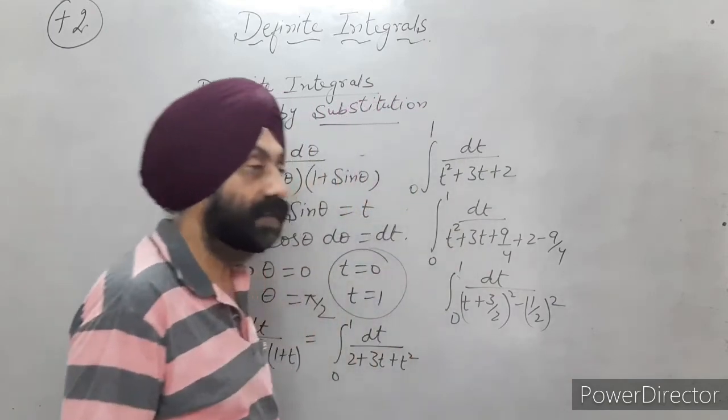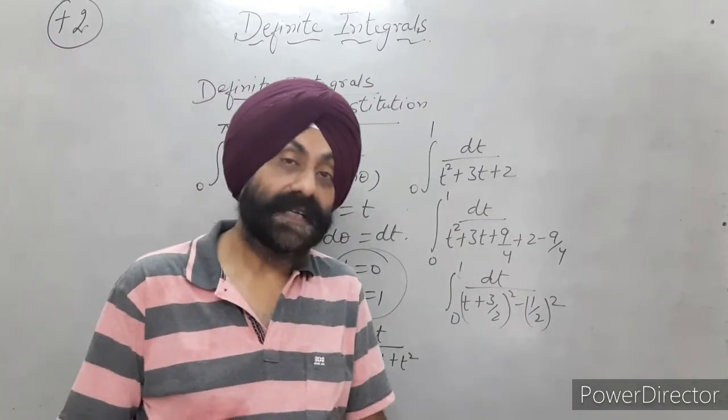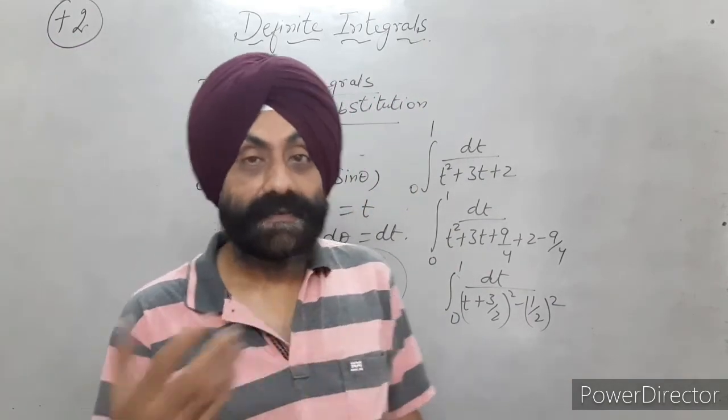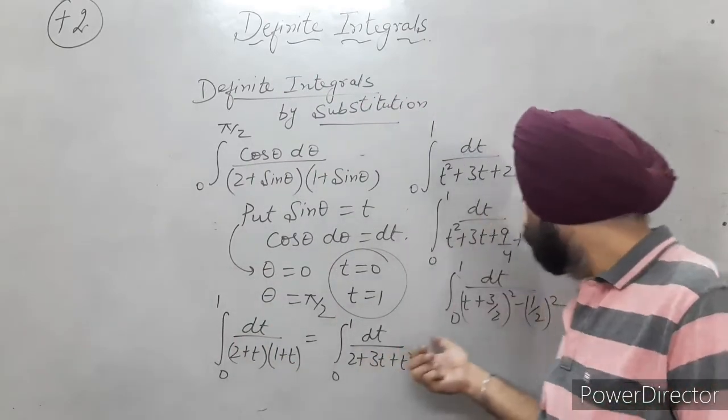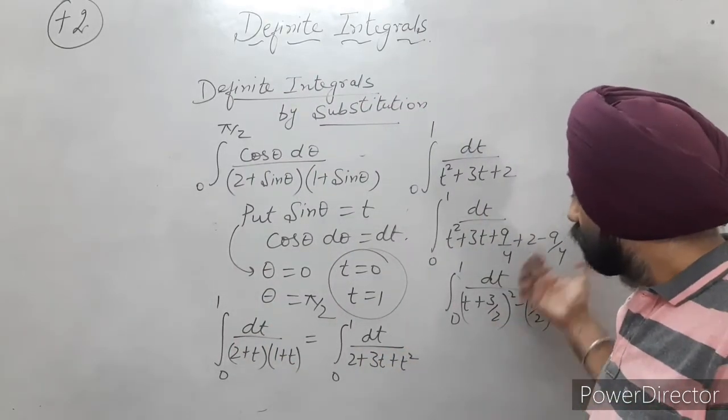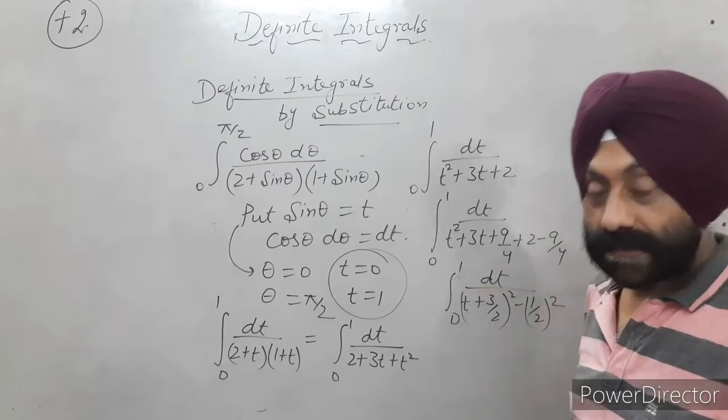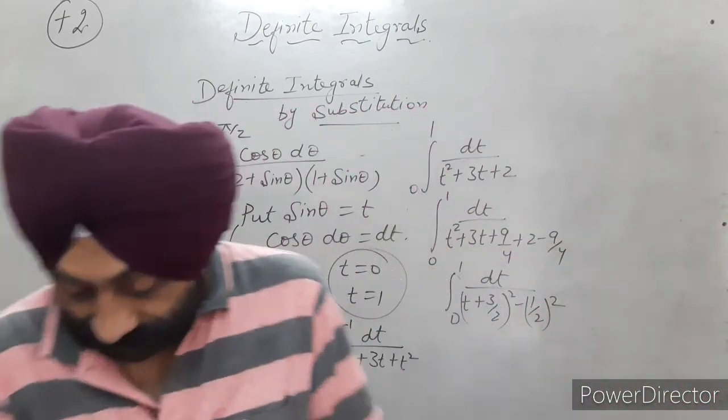Apply the formula of dx upon x square minus a square, that is 1 upon 2a log of (x minus a) upon (x plus a). Once you apply it, then put in the limits to get the required answer.